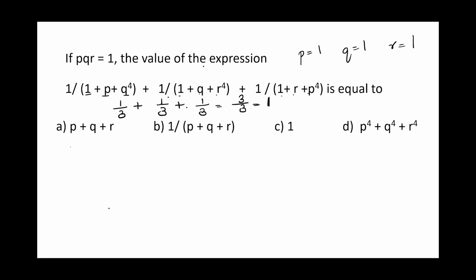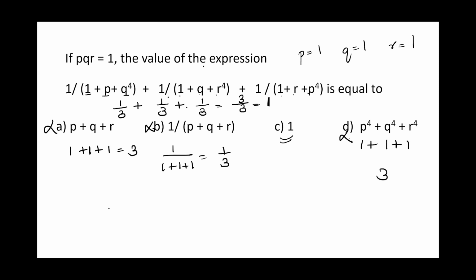So the first option, if I substitute, I get 1 plus 1 plus 1, which is 3. This cannot be your answer. Second option is 1 upon 1 plus 1 plus 1, which is 1 by 3. Again, this cannot be your answer. And C could be a possible answer, but let's check D also. 1 plus 1 plus 1 is 3, which cannot be your answer. So with substitution, it's not necessary that you only have to put P is 1, Q is 1, R is 1. You can substitute anything else also. Only thing mandatory is the product has to be 1.